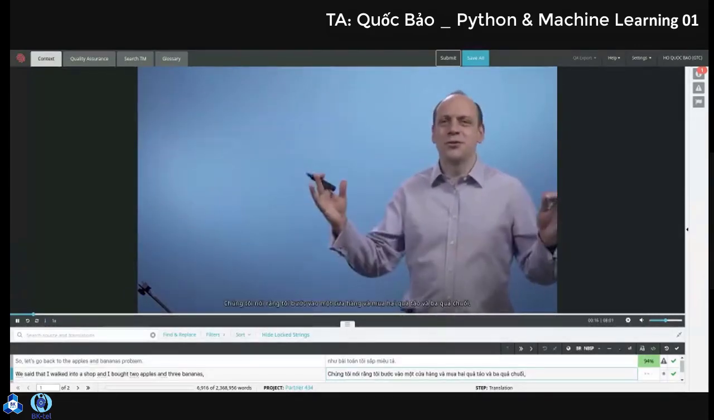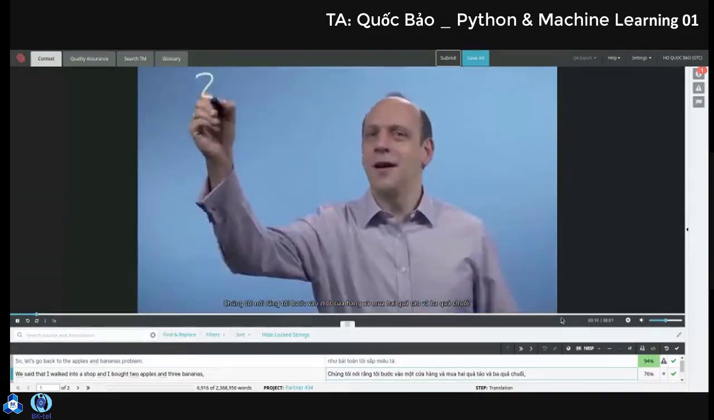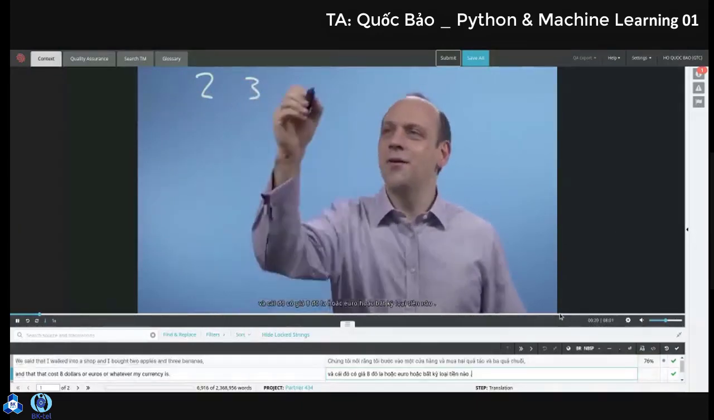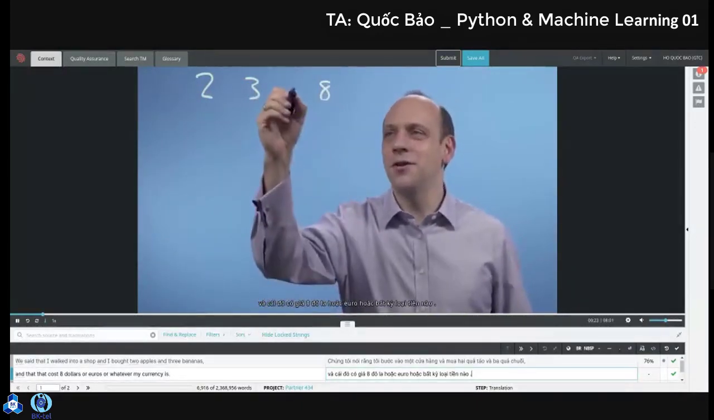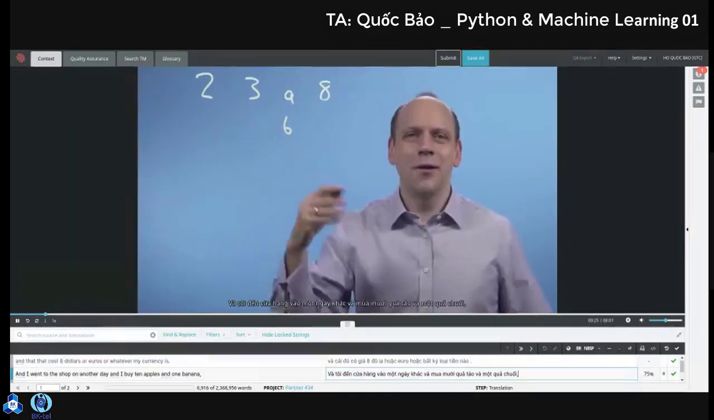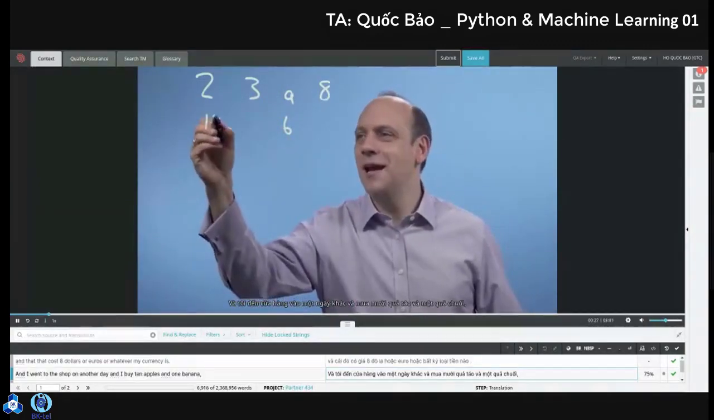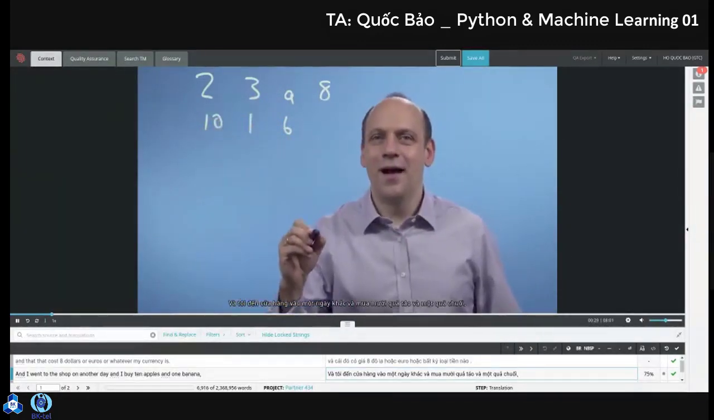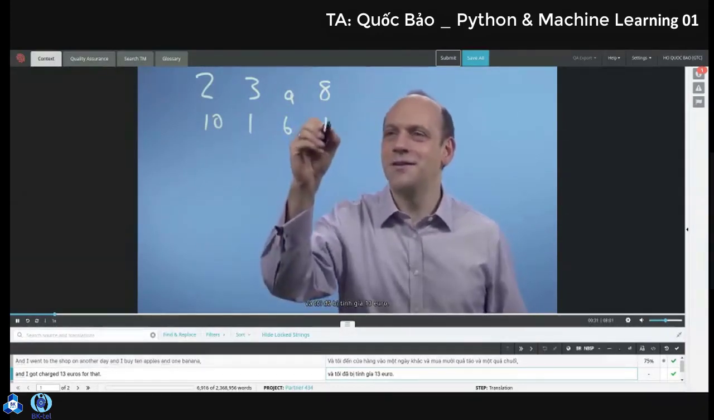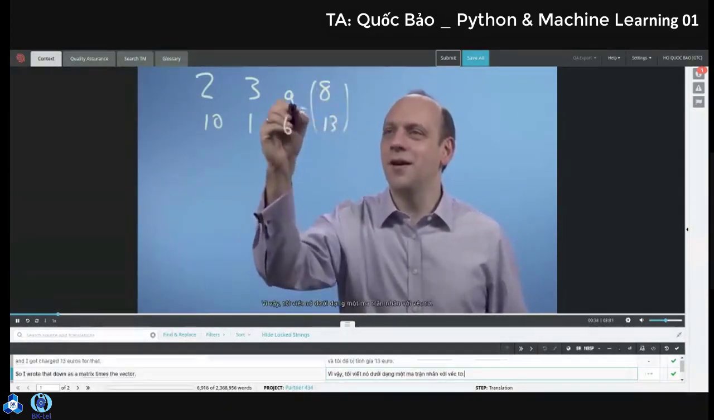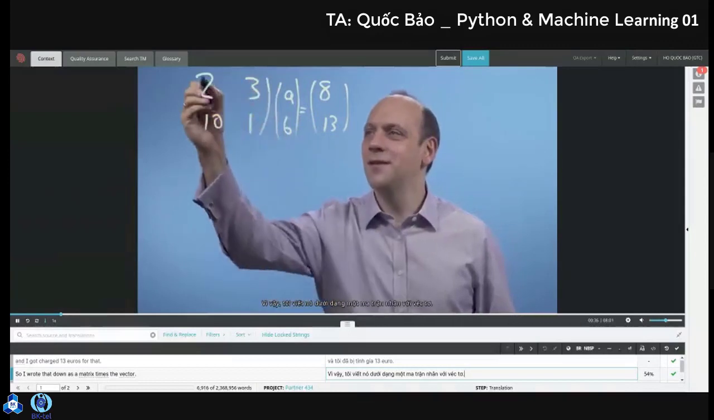We said that I walked into a shop and I bought 2 apples and 3 bananas, and that cost $8 or euros or whatever my currency is. Then I went to the shop on another day and I bought 10 apples and 1 banana, and I got charged 13 euros for that. So I wrote that down as a matrix times a vector.